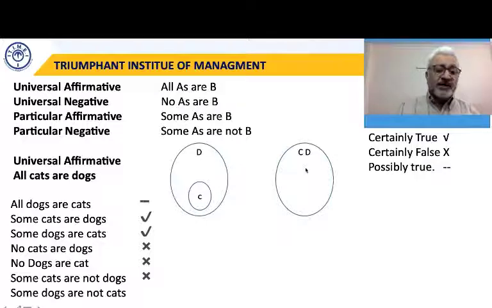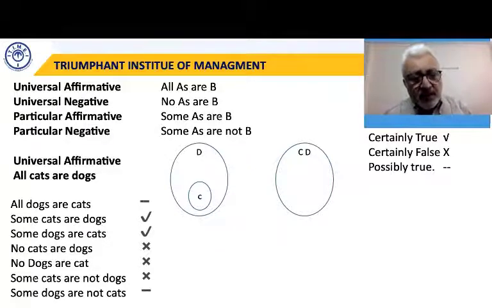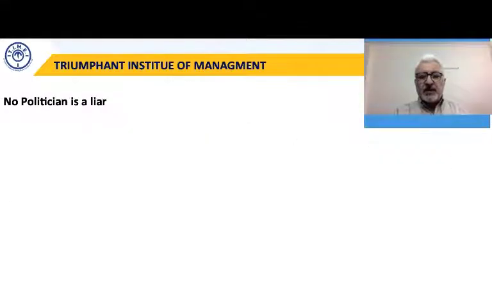But is it true here? Can we say that it is always true? Some dogs are not cats? The answer is no. Therefore, we cannot say certainly true, we'll have to say possibly true. And this forms our table of when all cats are dogs, then how do we relate with the other conclusions? I hope this is clear, everybody. Right, let's move on to the next one.